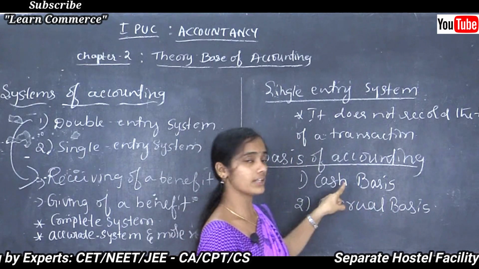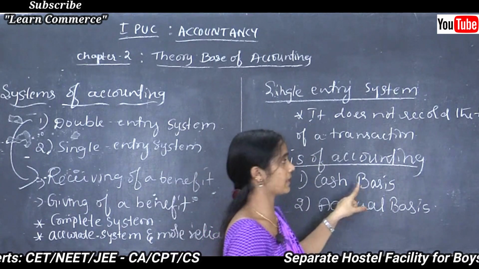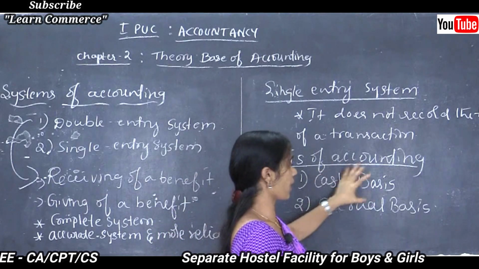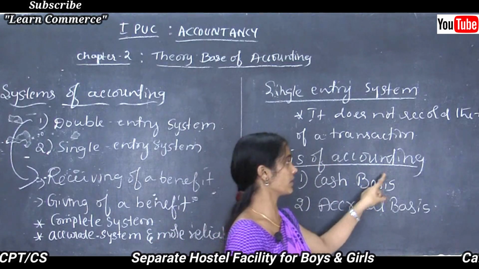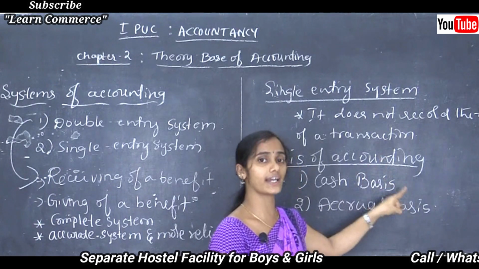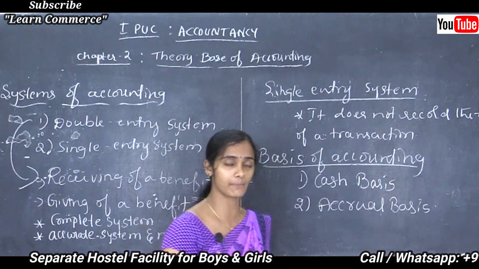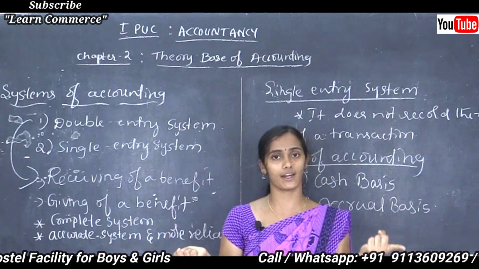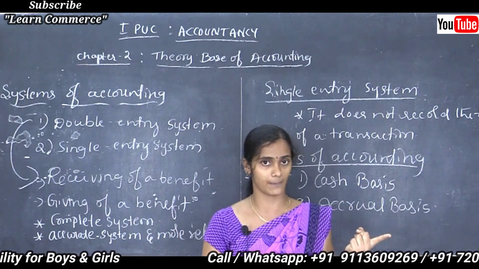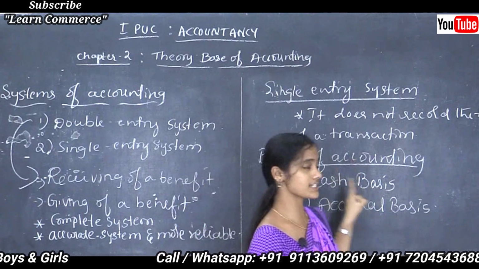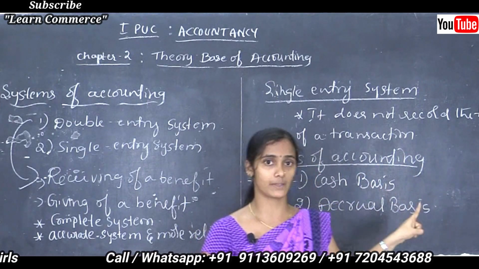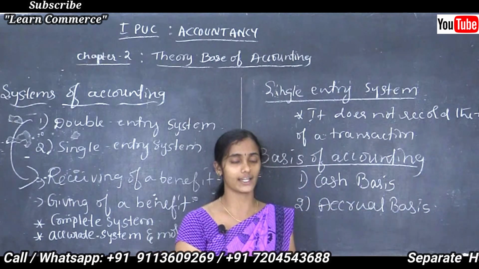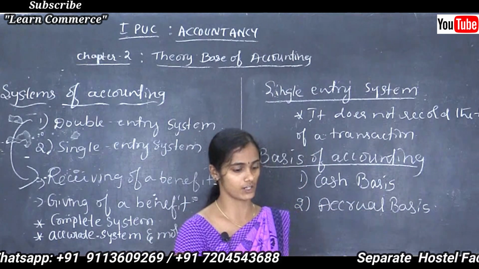So we consider the cash basis system an inaccurate, inappropriate method. If you are following the cash basis method, you cannot find out the exact amount of profit or loss, and you cannot match the expenses and revenues according to the matching concept. So we consider this system an inappropriate system. This is commonly used by individuals or small business organizations.